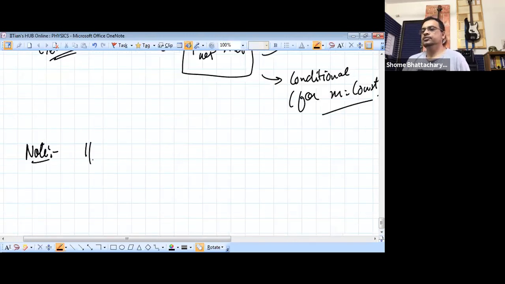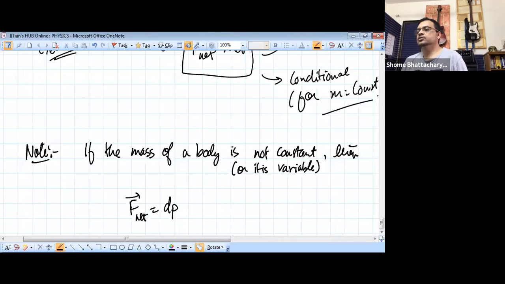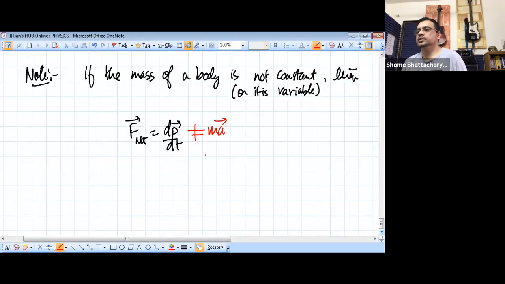So keep in mind, if the mass of a body is not constant, or it is variable, then the net force that we write as the rate of change of momentum is not equal to ma. So this is important to keep in mind, that we can't use the equation F is equal to ma in the case of variable masses.